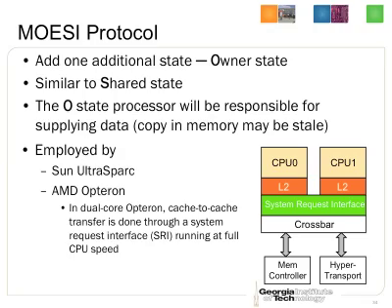We can even add one additional state. It's called owner state. And with that, we get a new protocol, the MOESI protocol. The owner state processor will be responsible for supplying the data. It's the owner of the data. And this protocol has been utilized in Sun UltraSPARC machines and AMD Opteron machines.